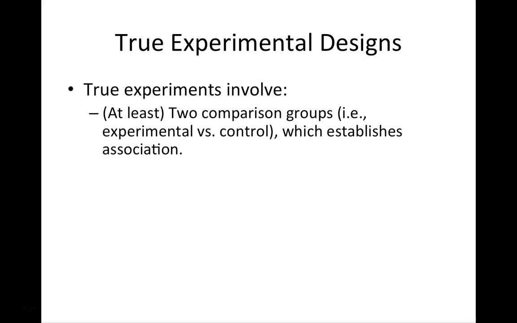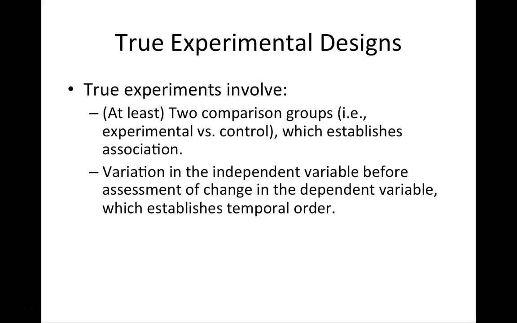In true experimental designs, true experiments involve at least two comparison groups, an experimental group versus a control group, which establishes that correlation or that association between your independent and your dependent variable.